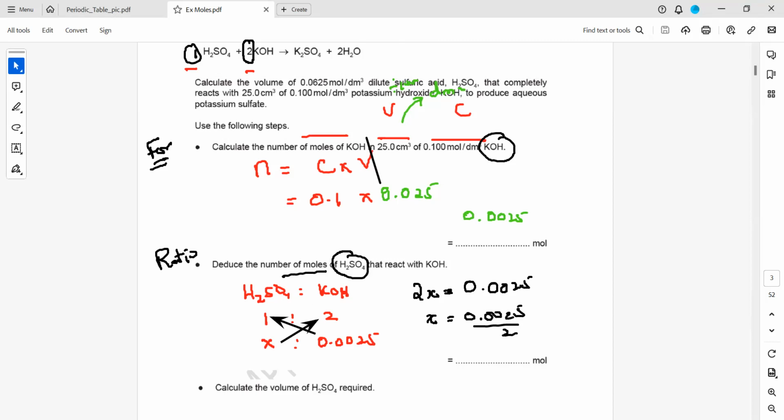So 0.0025 divided by 2, what will we get? We get 0.00125. Okay. So we get the final answer here, 0.00125. Is it clear? The second step, how we got the moles of sulfuric acid? Anyone having a doubt or a question in this?